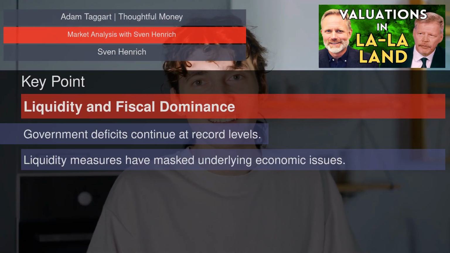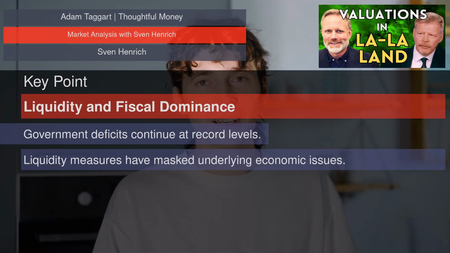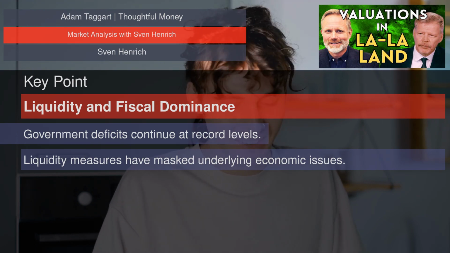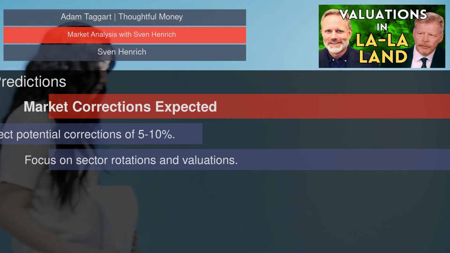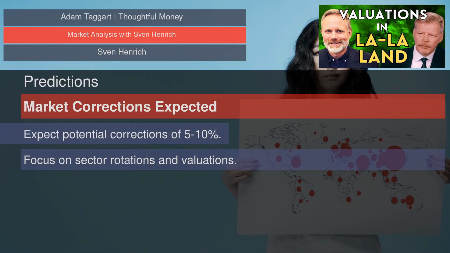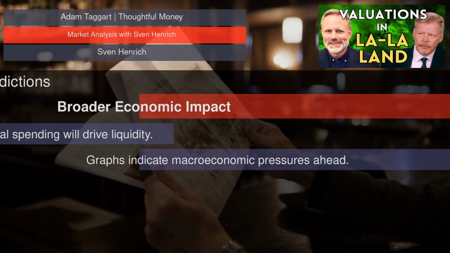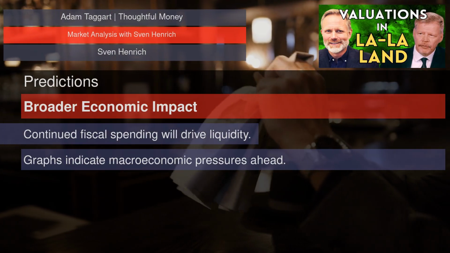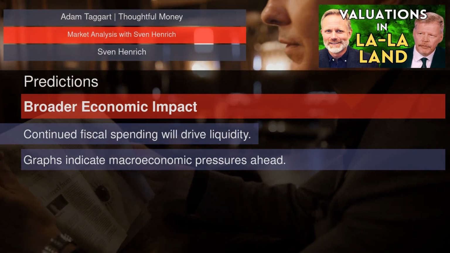Liquidity seems to be supporting the market, but will it last? As long as government spending persists, liquidity will keep the market elevated. What kind of corrections should we anticipate? Potentially a 5 to 10% correction, given current conditions. How might global economic factors influence the U.S. market? Global liquidity pressures will definitely affect our markets. We need to be vigilant.